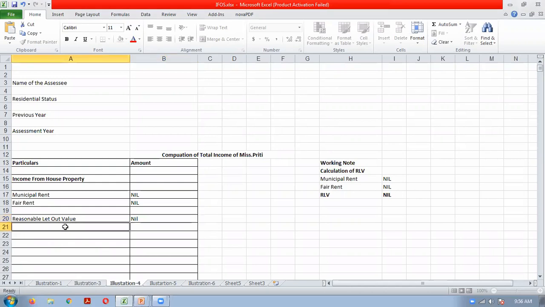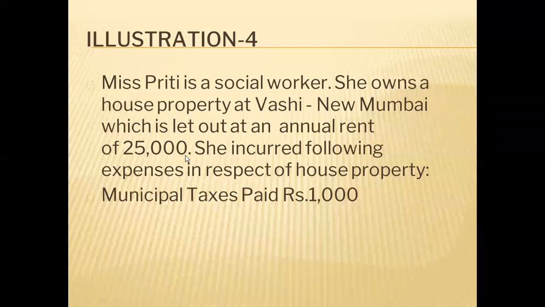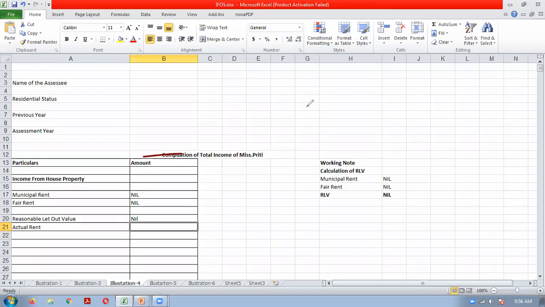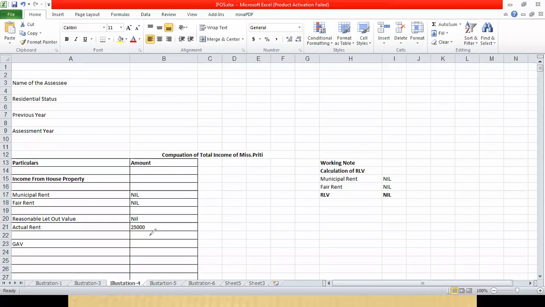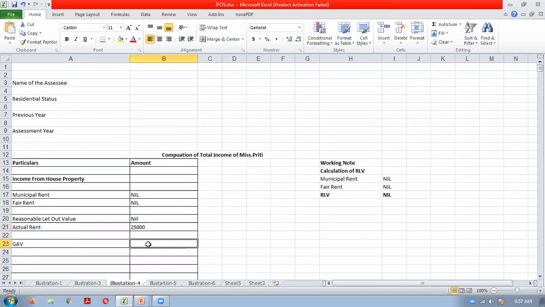Actual rent, actual rent is how much? Actual annual rent 25,000. So GAV will be the higher of RLV or actual rent. So nil and 25,000, which is the higher one? 25,000. So GAV will be 25,000. Less what we have to do? Less standard deduction.